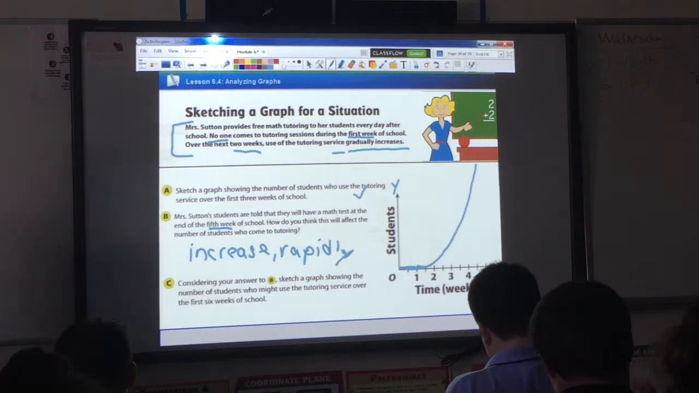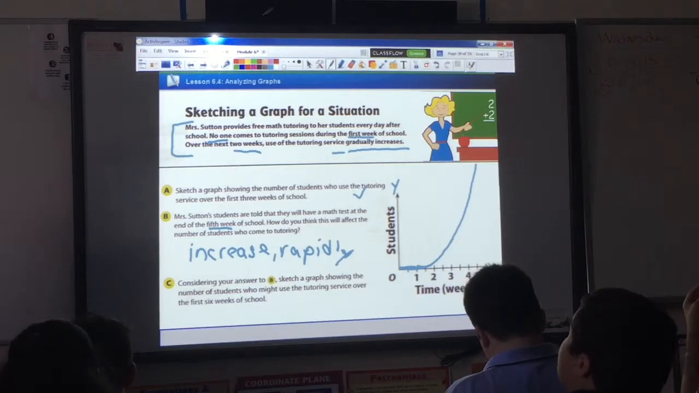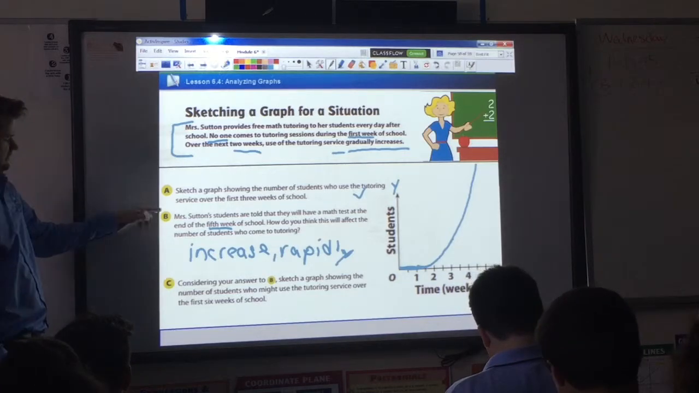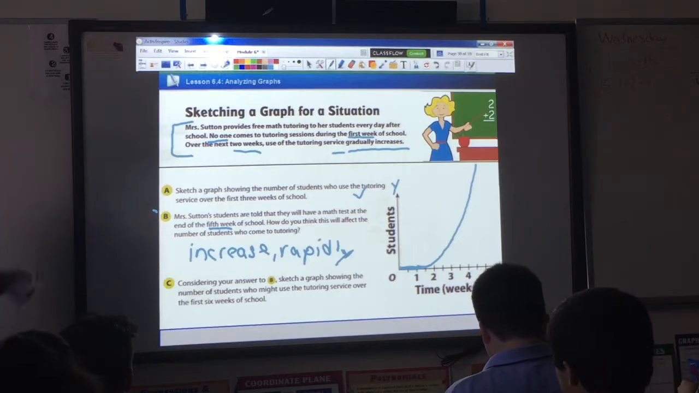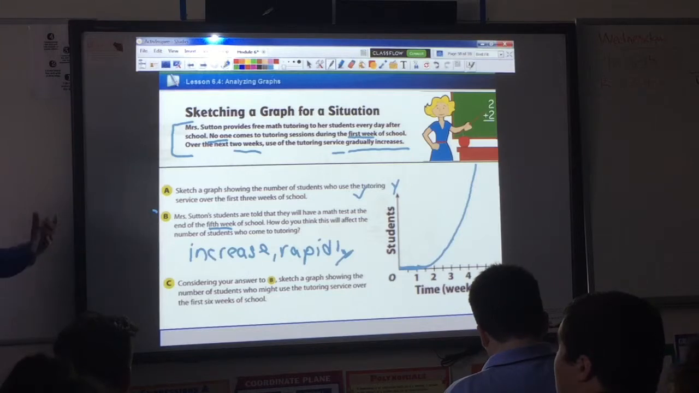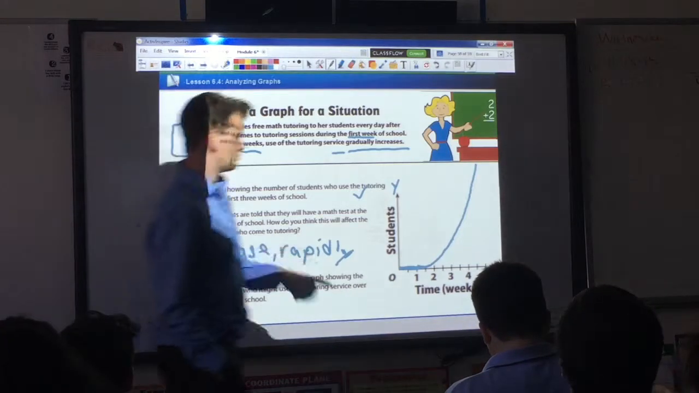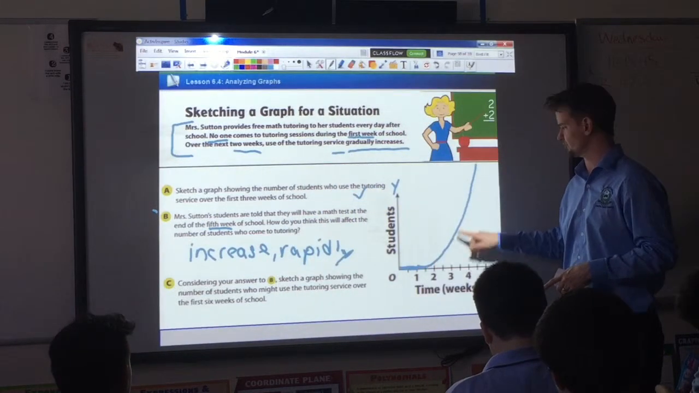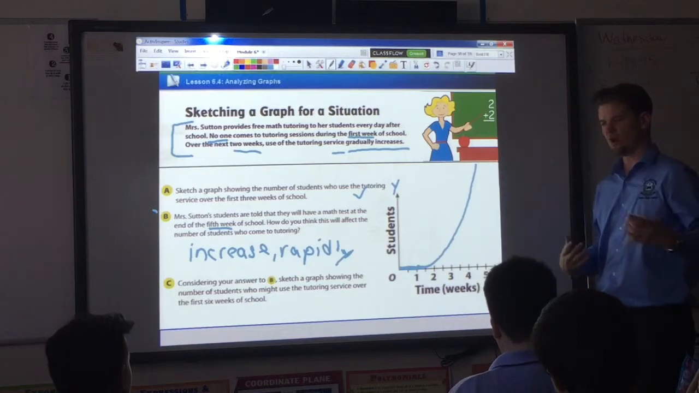That works for me. And then the last part, considering your answer to B, Corey's going to help me here. Considering your answer to B, Corey, I want you to sketch a graph showing the number of students who might use the tutoring service over the first 6 weeks of school. So we've done the first 5 weeks, right? We did week 1, nobody showed up. Weeks 1 to week 3, gradual. Weeks 3 to 5, big increase. What happens in week 5?